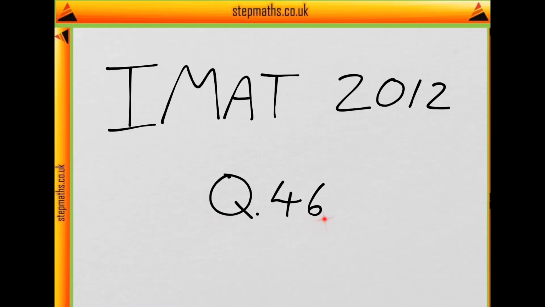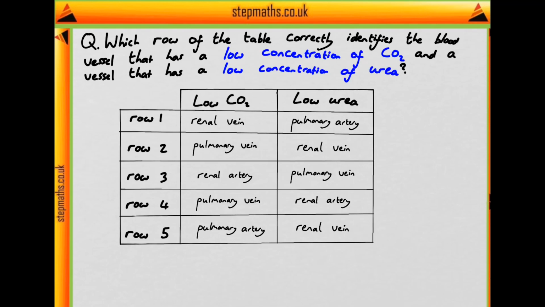This video is on question 46 from the 2012 IMAT paper. In this question we're asked which row of the table correctly identifies the blood vessel that has a low concentration of CO2 and a vessel that has a low concentration of urea.